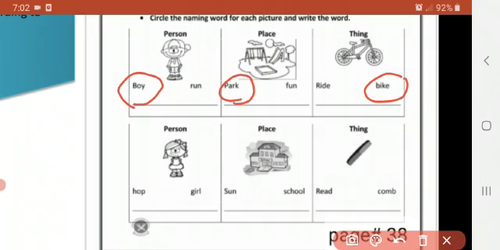Fourth picture is of a person और person के नीचे जो naming words हैं वो हैं girl और hope. You have to circle the girl because it's a picture of a girl. Fifth picture is of a place और नेमिंग वर्ड्स हमारे पास हैं sun और school. School is the correct naming word so we will circle school here. Sixth picture is of a thing that is comb so you will circle comb here.